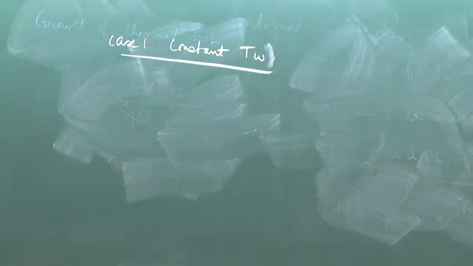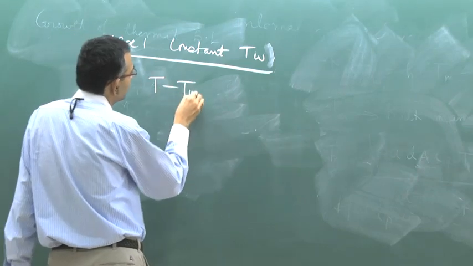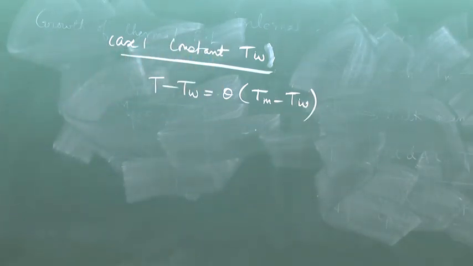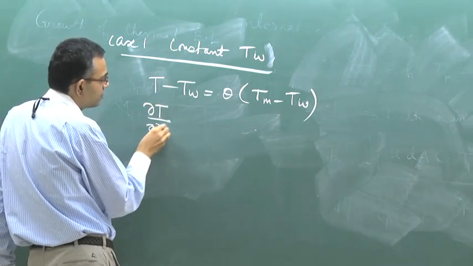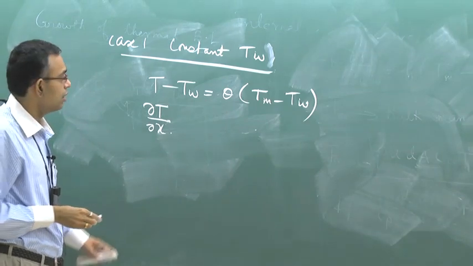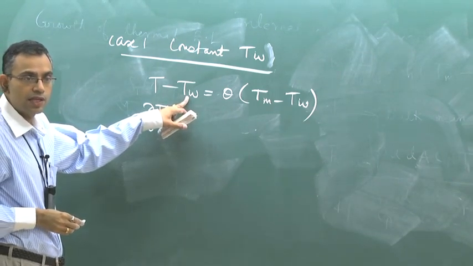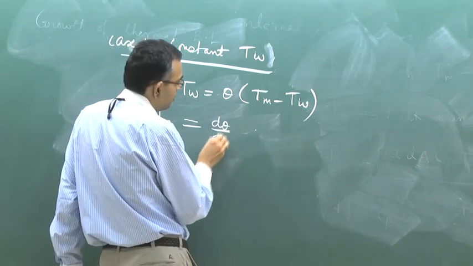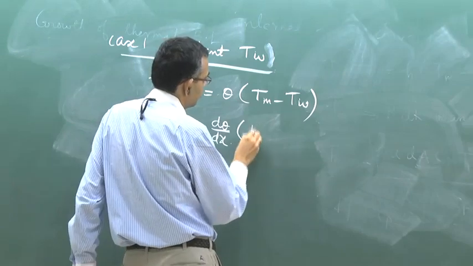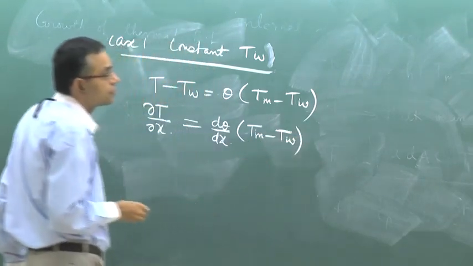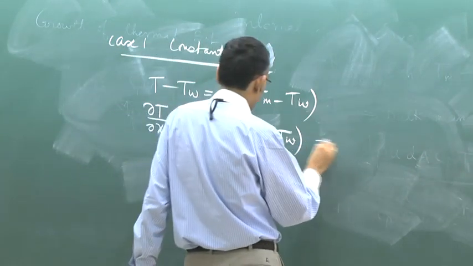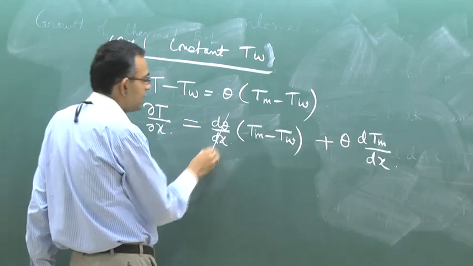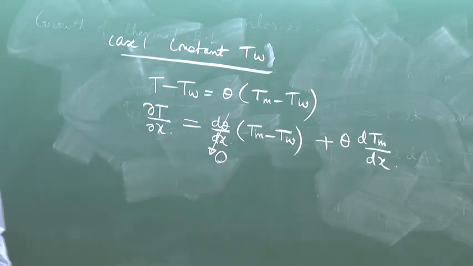Constant T wall, so you have T minus T wall is equal to theta into T m minus T wall. Differentiate both sides with respect to x. So, this becomes del T del x, right? What is the derivative with respect to x of T wall? 0, because T wall is constant, is equal to d theta dx times T m minus T wall. So, this d theta dx is 0 for thermally fully developed flow.